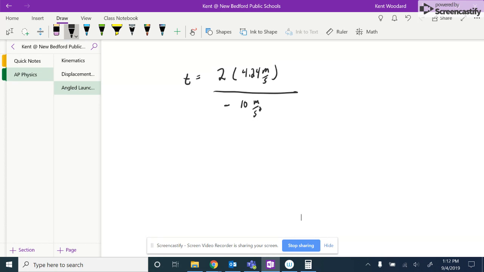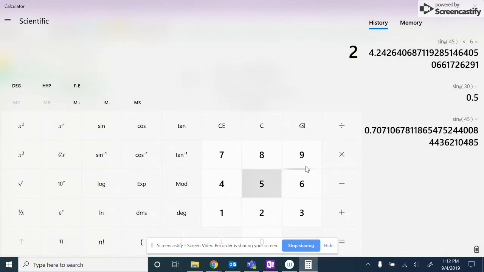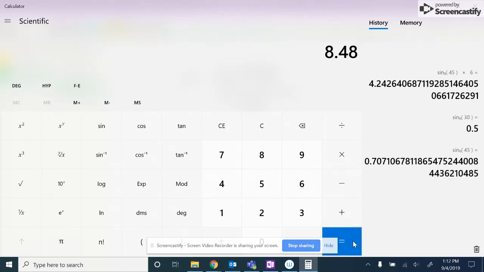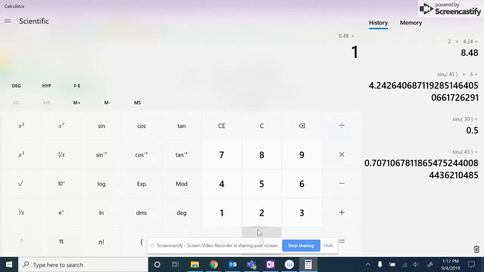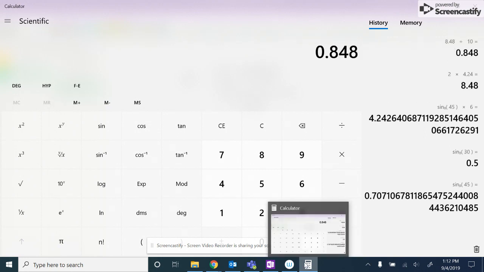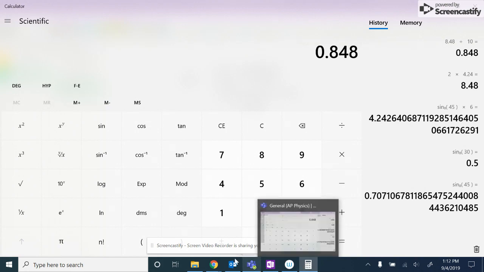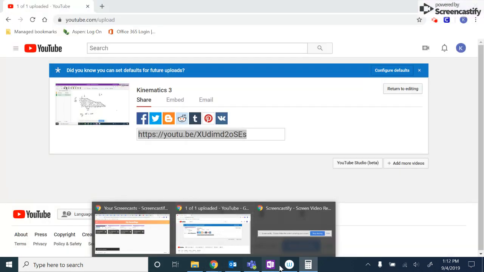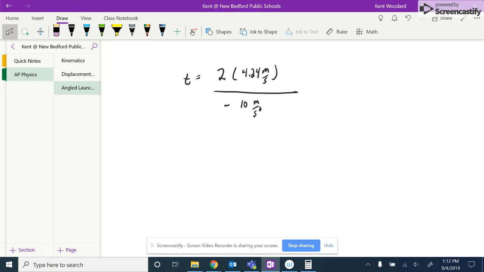So let me crunch that. 2 times 4.24 equals this, divided by 10. All right, 0.848 seconds. So it's not in the air for very long at this speed. So we get that t is equal to 0.848 seconds. Okay, now what do we do with that number?